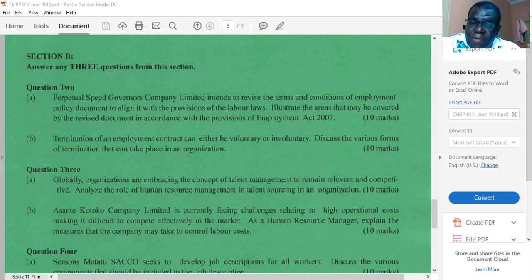Terms and conditions of employment. The company wants to revise the terms and conditions of employment, which are part of what we have in the Employment Act. What are we told? We are told that the company wants to review the terms. Now, what are the necessary particulars to be considered if we are to achieve our objectives of revising these terms and conditions of employment? So, give us 5 points. Issues to be addressed.